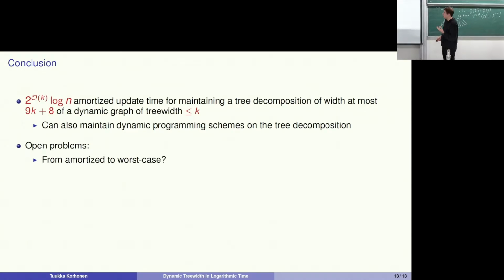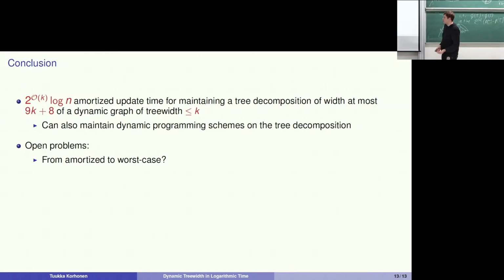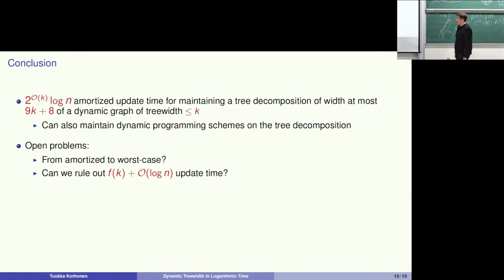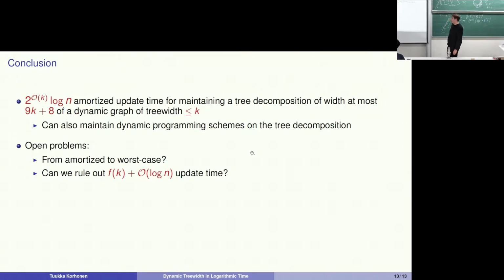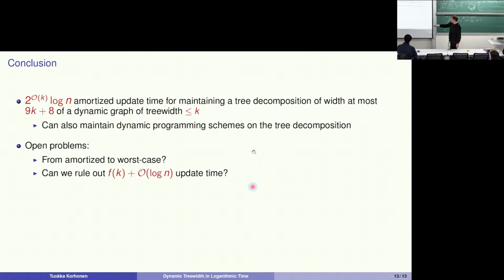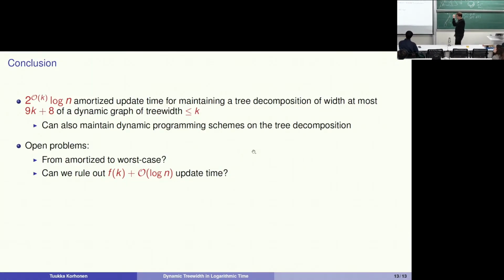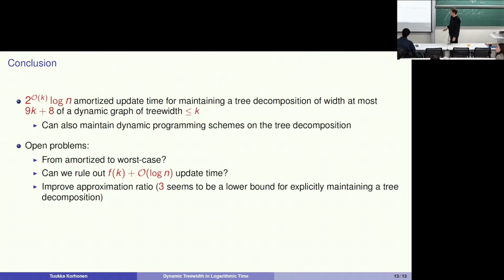But there's one question: can we go from amortized running time to worst-case running time? And can we rule out a running time of the form f of k plus O of log n? Here we have f of k times log n, but not f of k plus log n. I think we really shouldn't be able to do this kind of update time, but I'm not sure if it can be proven.